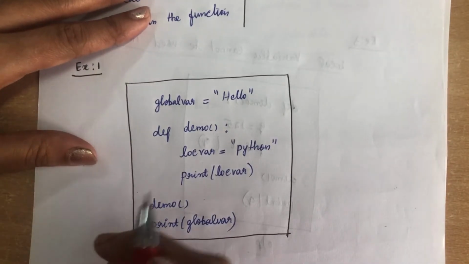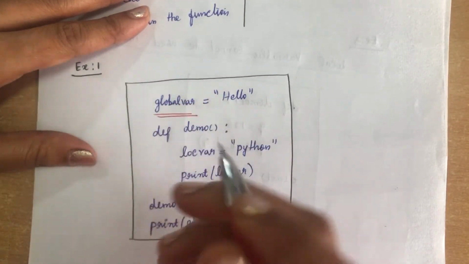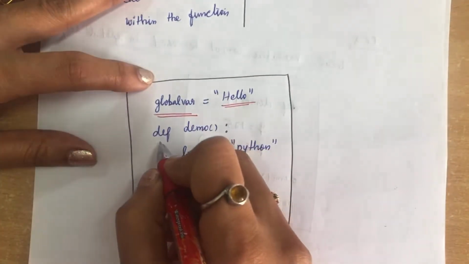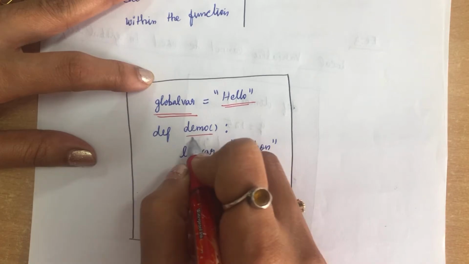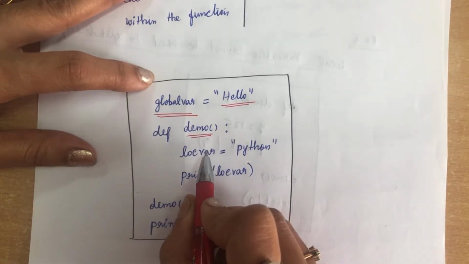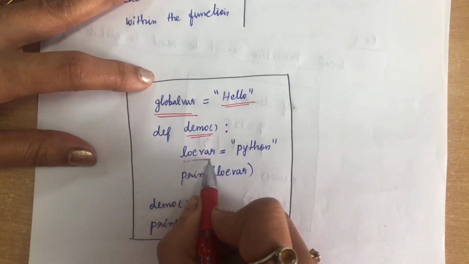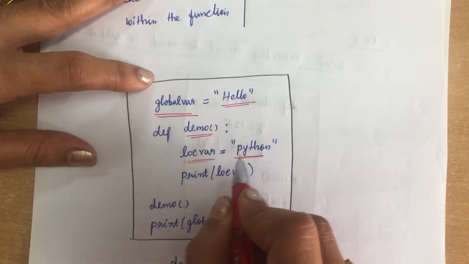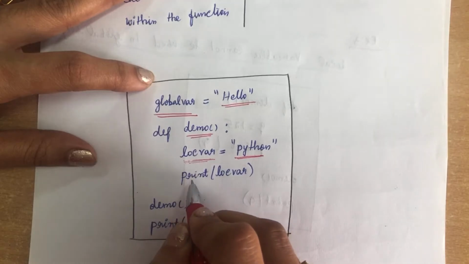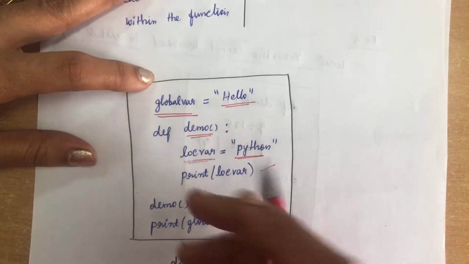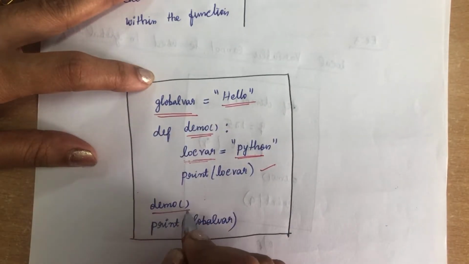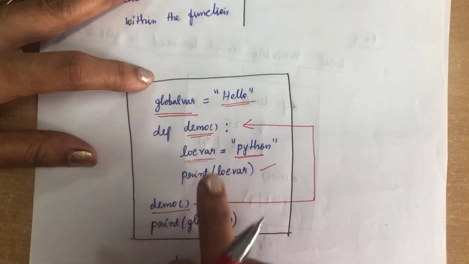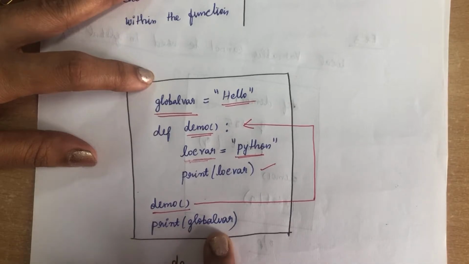So in this program, I have declared a variable called global variable and I have stored hello into it. I'm having a function called demo, inside which I'm declaring a variable called local variable, and I'm storing this Python string into it. Okay, so now I'm going to print local variable inside the function, and outside the function is your function call. The function call will call this function and it will execute. Next I'm going to print the global variable.